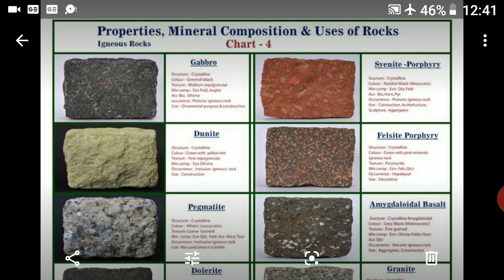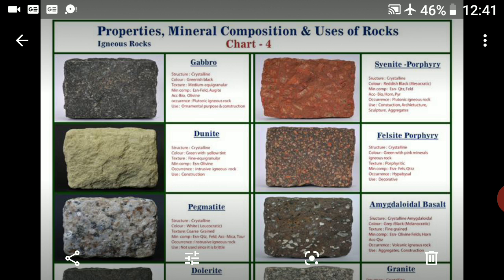Occurrence: plutonic igneous rock. These rocks are formed as plutonic igneous rocks. Use: ornamental purpose and construction purpose. Gabbro will be used for construction purpose.